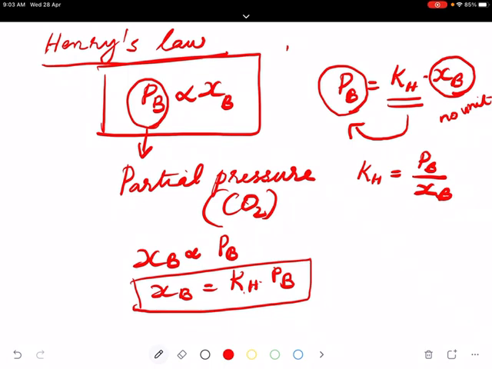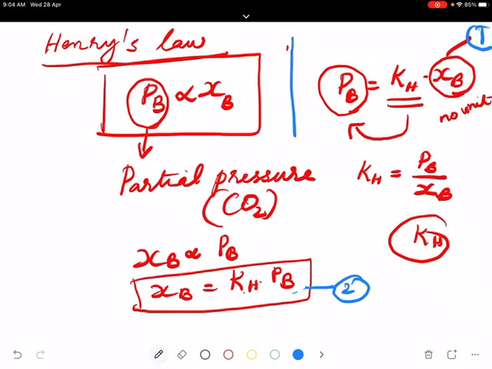So KH can have two types of units, pressure unit or inverse of that. First you have to check what is the unit of KH. Accordingly you have to apply whether equation 1 or equation 2 is to be used. KH can have both units. Depending upon the KH unit you have to select which equation is to be applied.